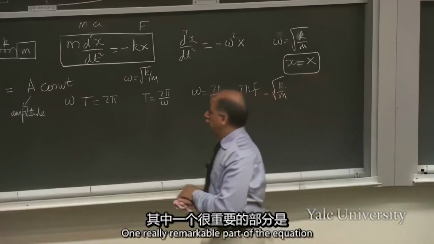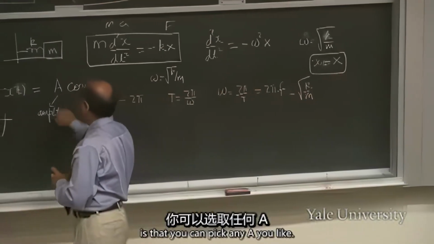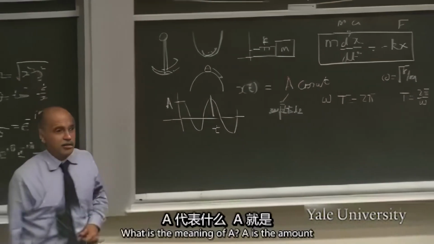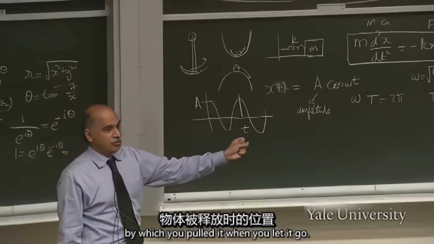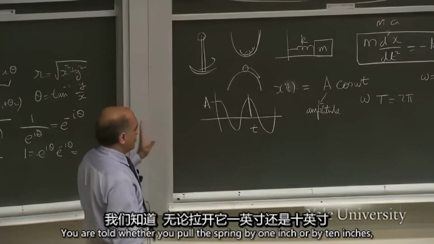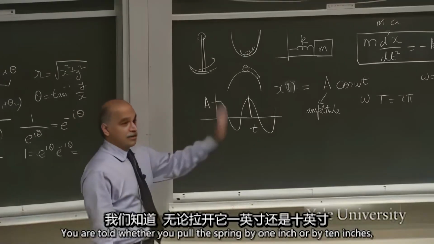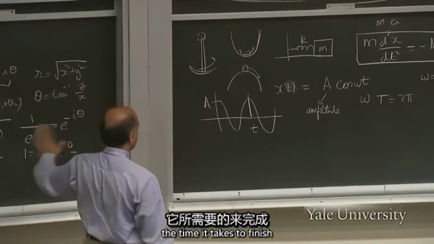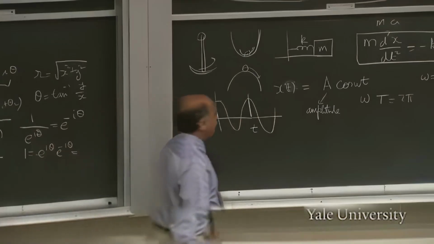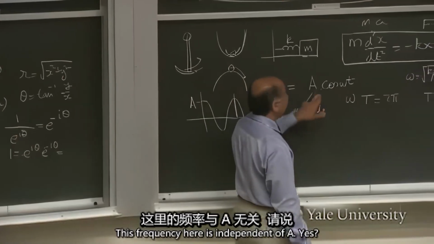So all the stuff comes out of the equation. One very remarkable part of the equation is that you can pick any A you like. Think about what that means. What is the meaning of A? A is the amount by which you pulled it when you let it go. Whether you pull the spring by 1 inch or by 10 inches, the time it takes to finish a full back and forth motion is independent of A. This frequency here is independent of A.